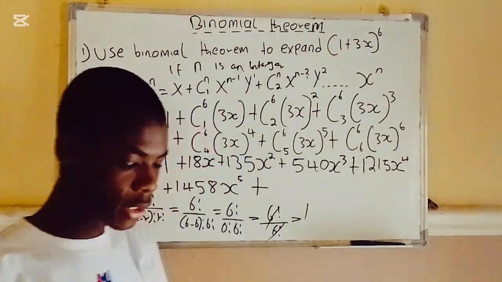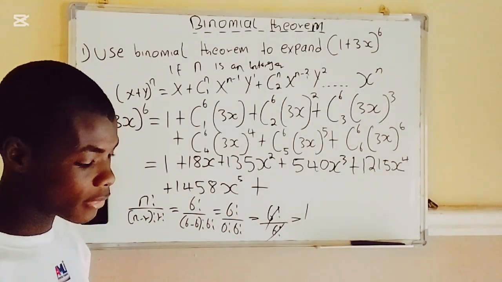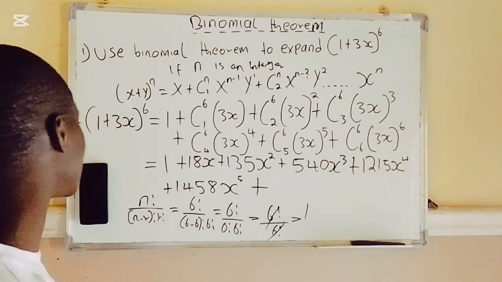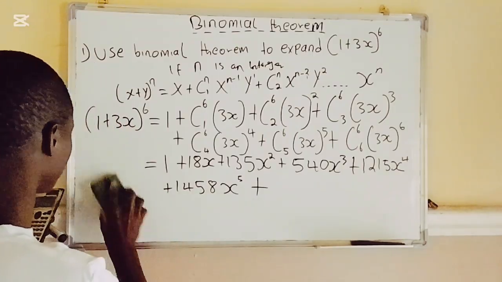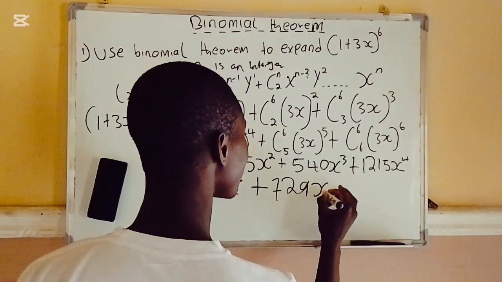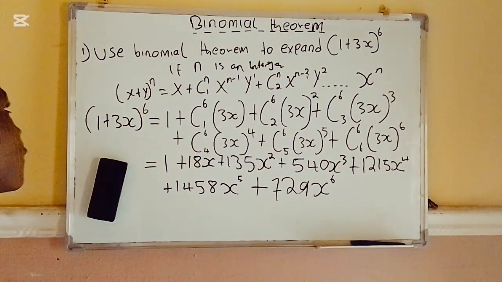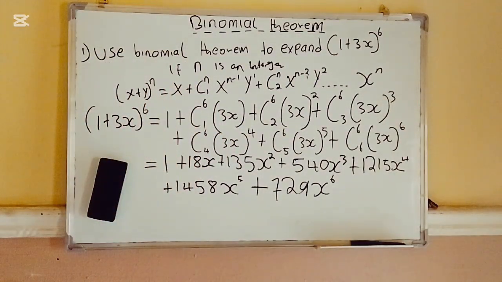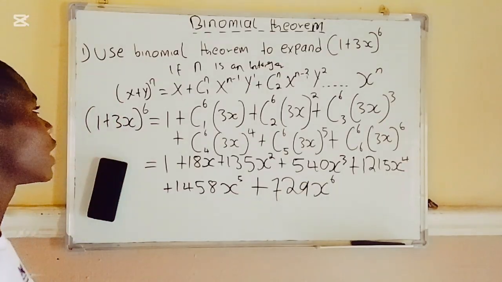So the answer that we are going to put here, we are just going to say 3 raised to the power of 6, which means 3 times 3, up to 6 times. So it gives us 729. It gives us 729x to the power of 6. So this is all for the first question, 1 plus 3x raised to the power of 6. So this is the solution of this question. Let's move to the next question.